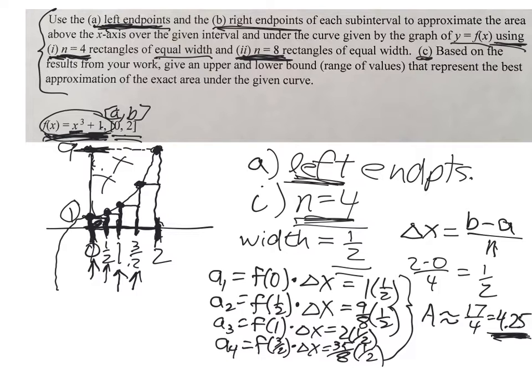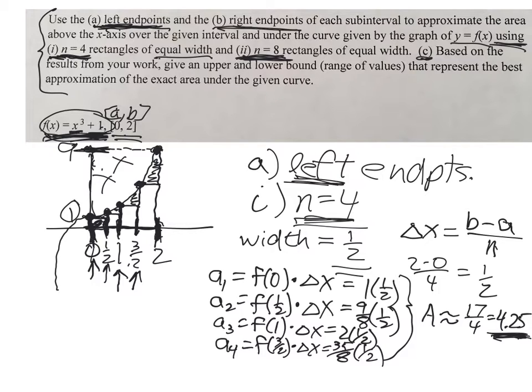Why? Because of all the space that we didn't count. There's a bunch of space here that we don't count. And in these first two, there's not a lot, but there's still a little bit under the curve that we don't count, that's not inside those rectangles. So this would be what we call an underestimate. The exact value is going to be more than 4.25.